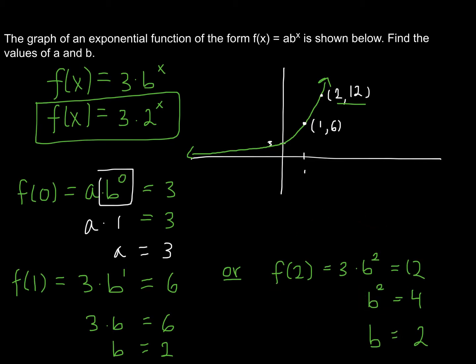Notice that I end up with b squared equals 4, and what squared equals 4? Well, either plus or minus 2. And what we've been using in the past is we always take the principal root, or the smallest positive value, and so b should be equivalent to 2. And so there's my function, 3 times 2 to the x.